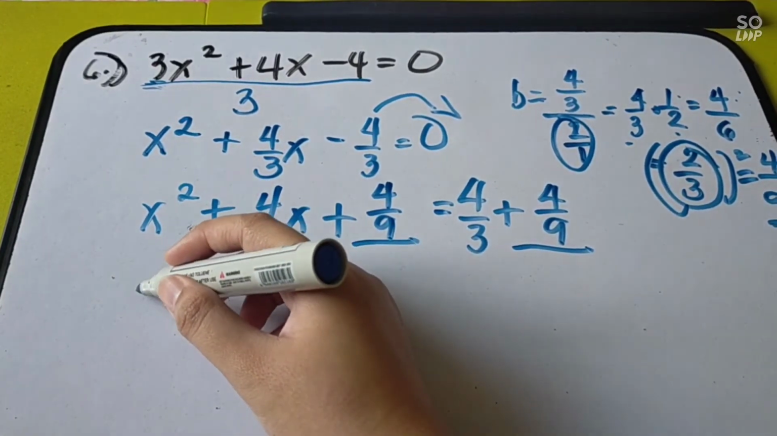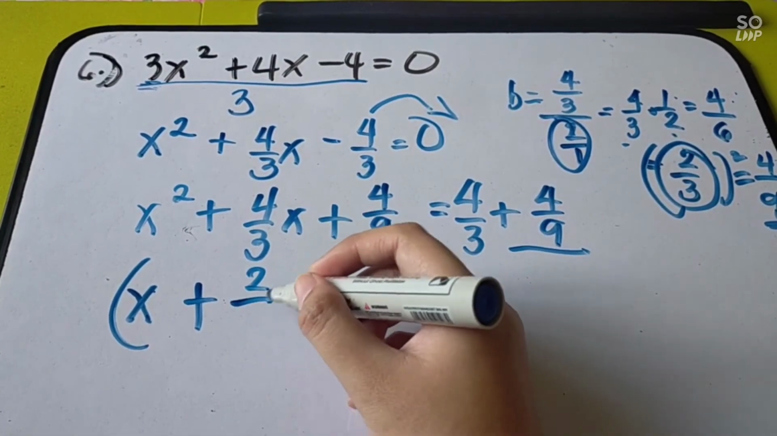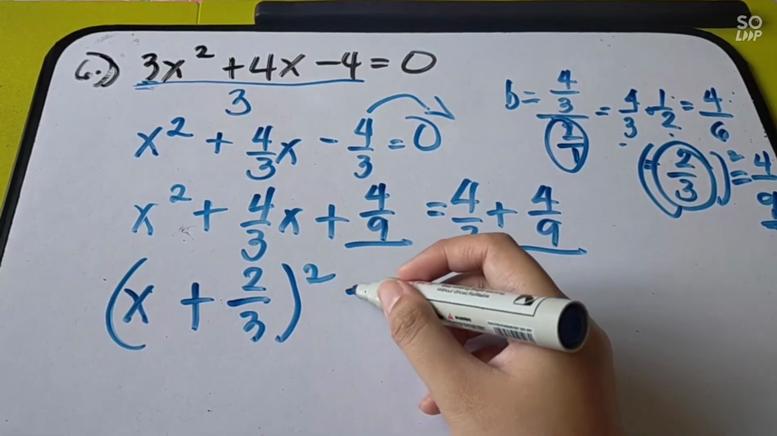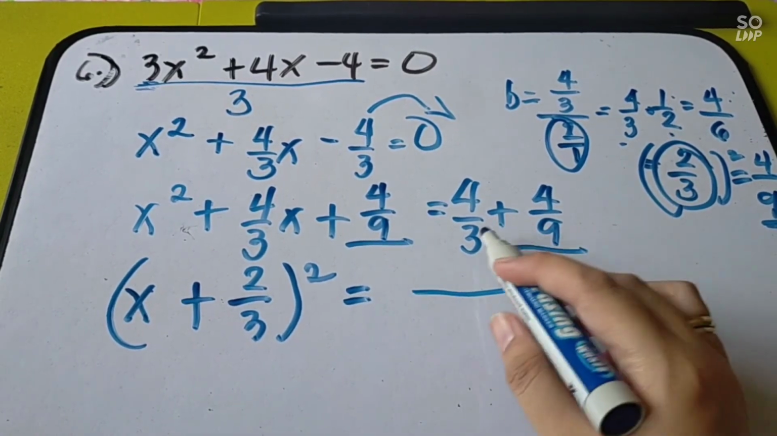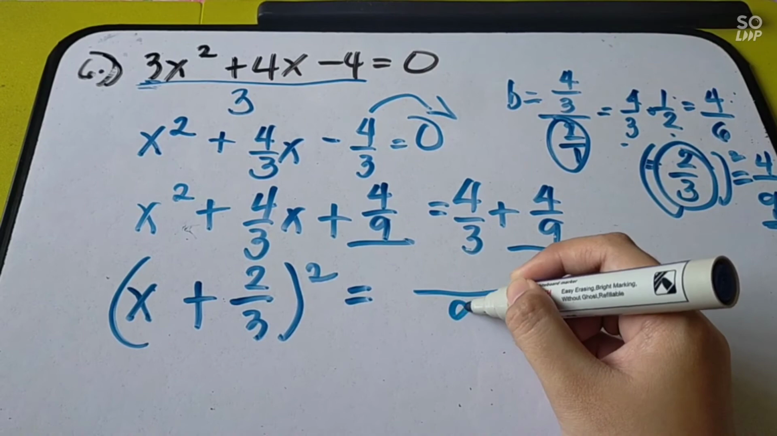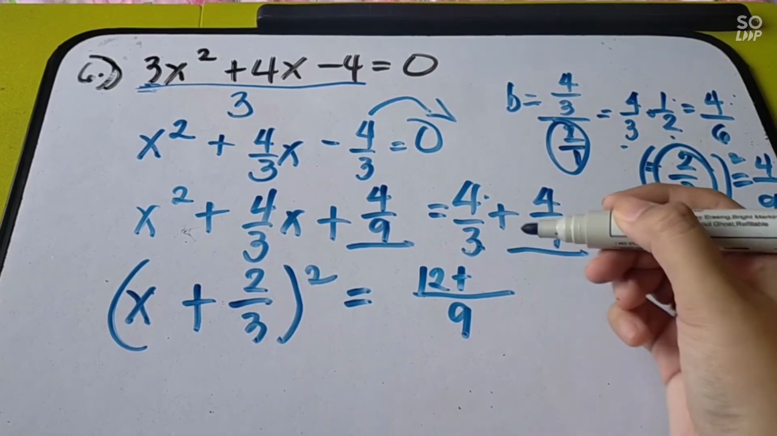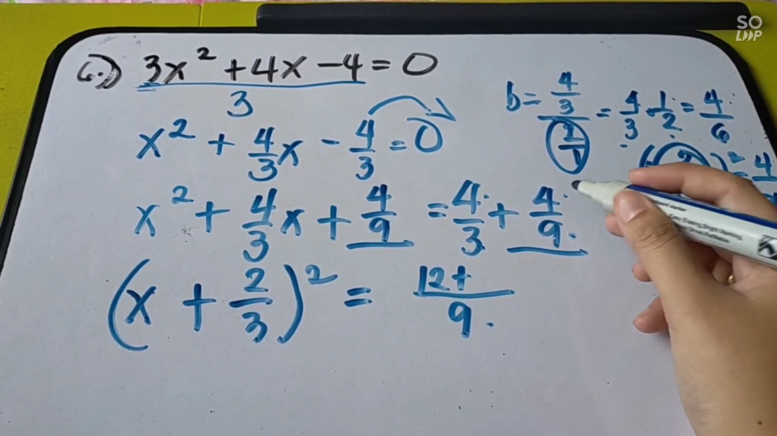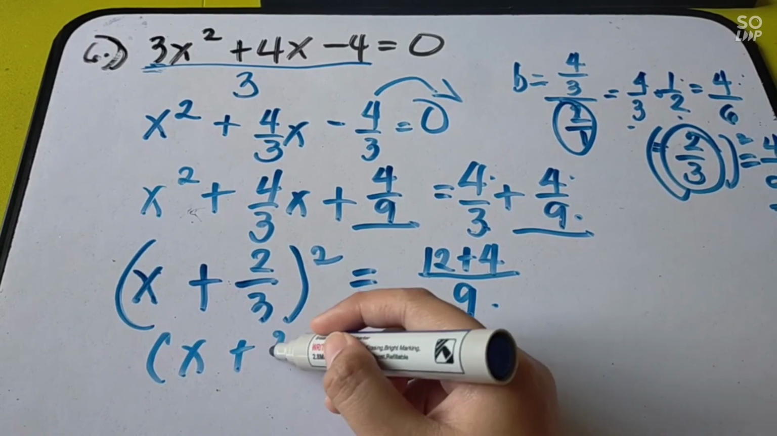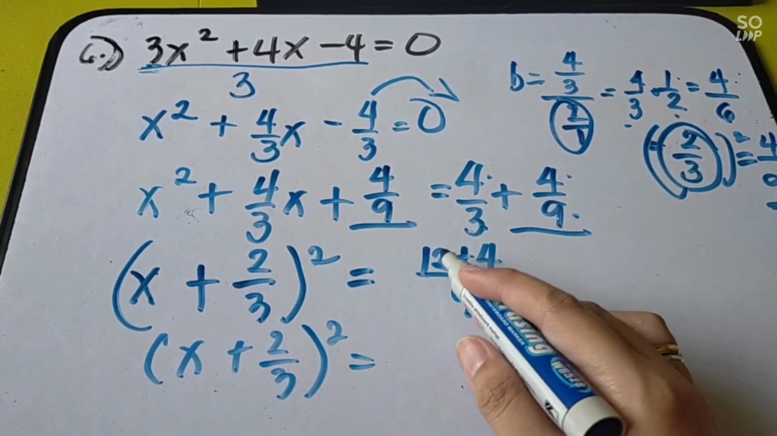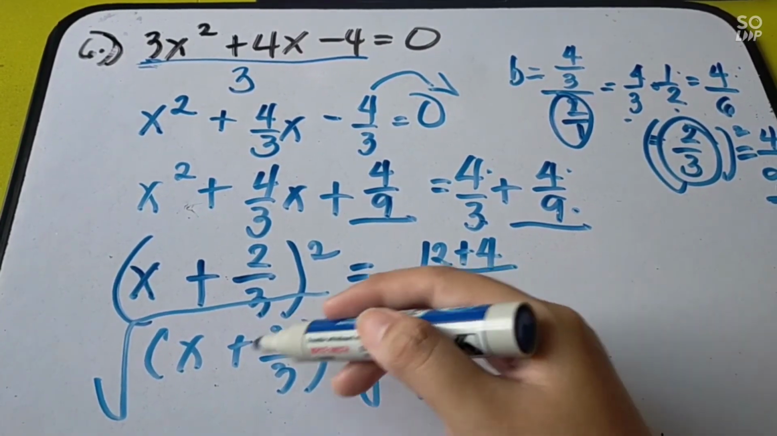Okay? So, we have now factoring x plus square root ni 4 ay 2 over square root ni 9 is 3. Then, squared. It is equal to 4 over 3 plus 4 over 9. Find the LCD. Ang LCD ni 3 and 9 is 9. 9 divided by 3 is 3. 3 times 4, 12. Plus 9 divided by 9 is 1. 1 times 4, we have 4. Then, just add. So, you have here x plus 2/3 squared is equal to 12 plus 4, that is 16 over 9. Afterwards, square root mo lang. Cancelled out, cancelled out.